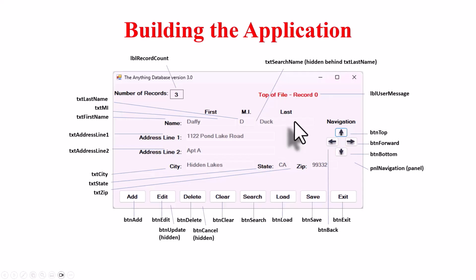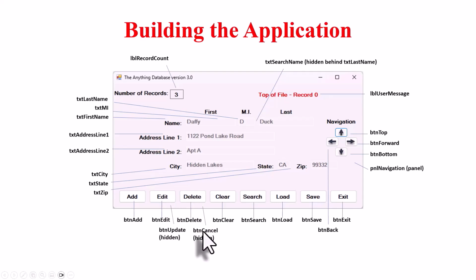We'll flip the text boxes around so the user can type the search name into the text search name box and be able to get that function working for us. And we've got navigation buttons that allow us to navigate through this, forward, top, bottom, everything, and so on. And we've got our buttons that are going to do all our functions for us, the add, the edit, the delete, the clear, search, load, save, and exit. And of course, button update is hidden behind here, and button cancel is hidden behind here.